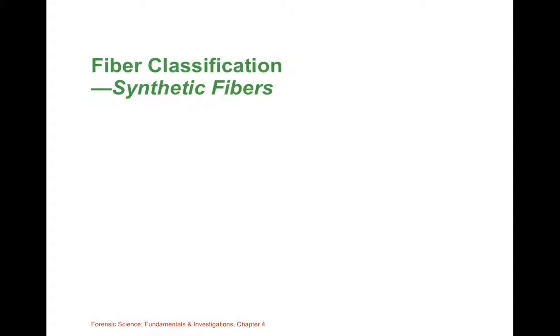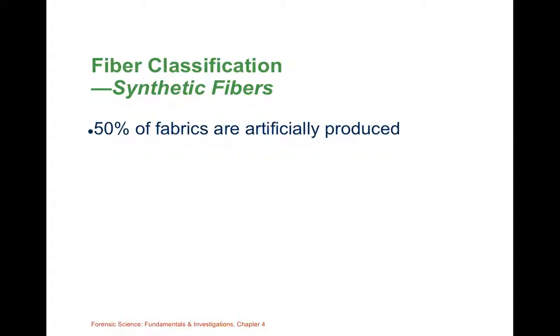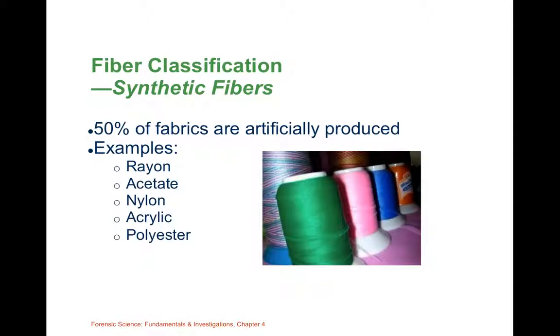All right, so we're done with natural fibers. We're going to now talk about synthetic or man-made fibers. Okay, 50% of all fabrics are artificial or man-made. Some examples include rayon, acetate, nylon, acrylic, and polyester. And we're going to take a look at some of these specific ones.